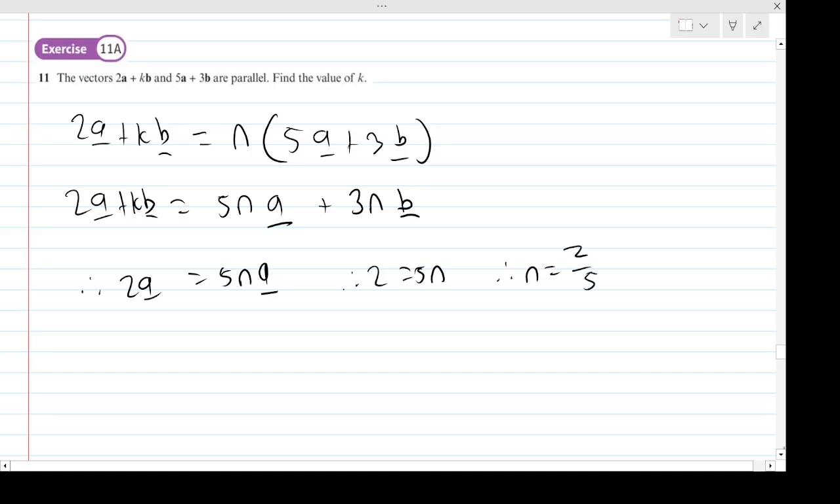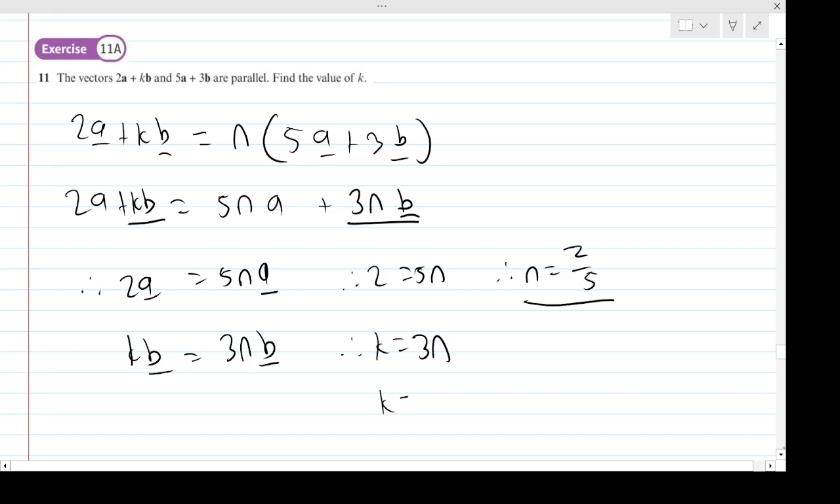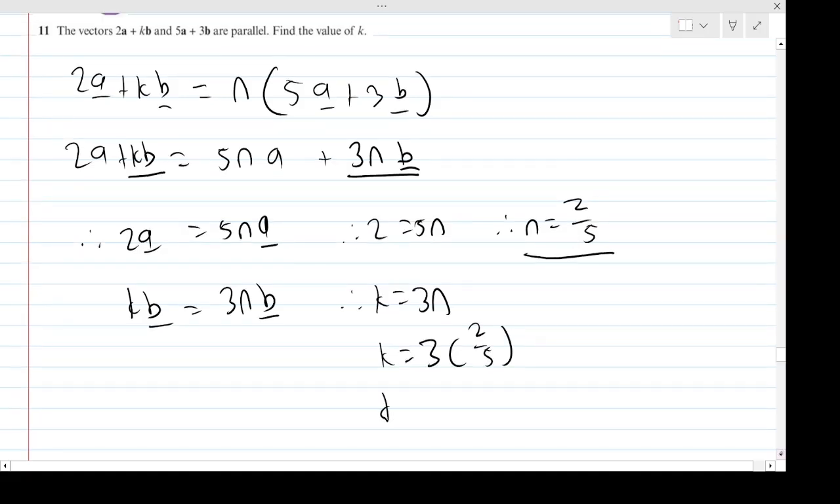There we are. I can then also compare the B coefficient, the B component of both vectors. So KB has to equal 3NB. And therefore, again, K equals 3N. But we also know that N is 2/5. So K is 3 lots of 2/5, which is 6/5. And there we are. That's my value of K there. Okay.